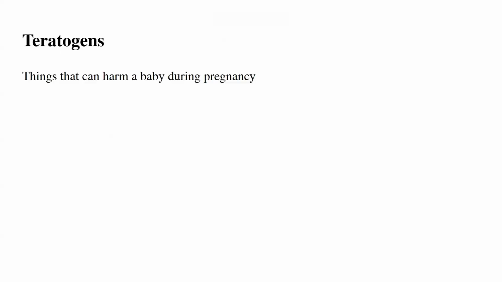Teratogens are things that can harm a baby during pregnancy. Maternal illnesses are diseases in a pregnant mother that can affect the baby. Fetal alcohol syndrome are health problems caused by alcohol during pregnancy. Genetic mutations are changes in genes that causes diseases.